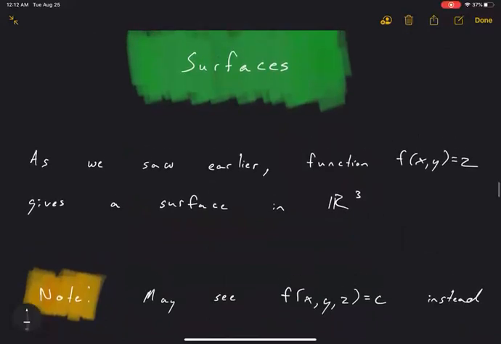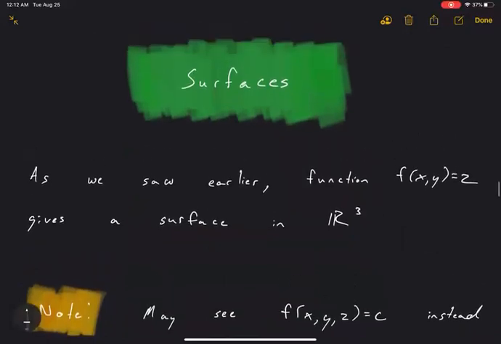Now let's talk about surfaces in R3. Just basic surfaces, kind of basic curves.